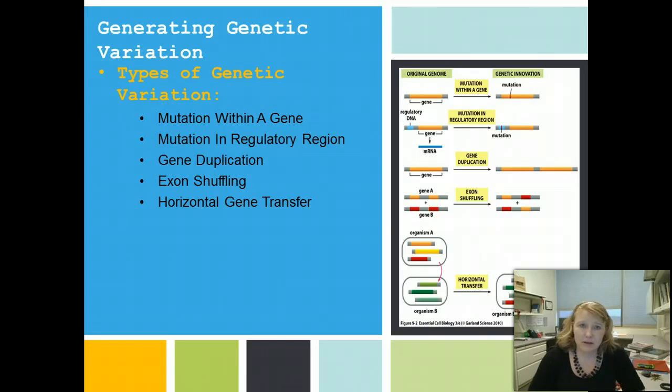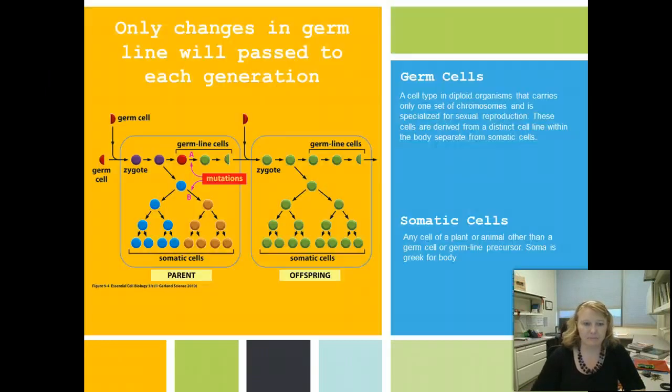Gene duplication is where we literally duplicate the gene within the genome. Exon shuffling will change the way that that gene is read, packaged, processed, etc. And then we have horizontal gene transfer, which is conjugation in bacteria. It's where an organism will directly pass genes to another organism. And we'll talk about that at the end of this topic.